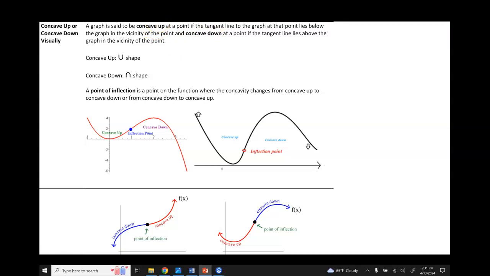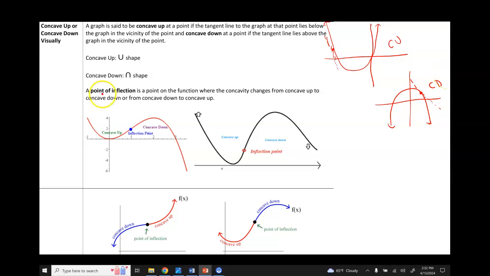Let's take a quick example here. Let's say that my graph looks like this. Notice it's making a U shape. I can take any point and draw a tangent line, and that tangent line is going to be below the graph. This is going to be concave up. Now for concave down, which is this upside down U shape, I can pick any point, and when I draw a tangent line, it's going to be above the graph. So this is concave up, this is concave down.